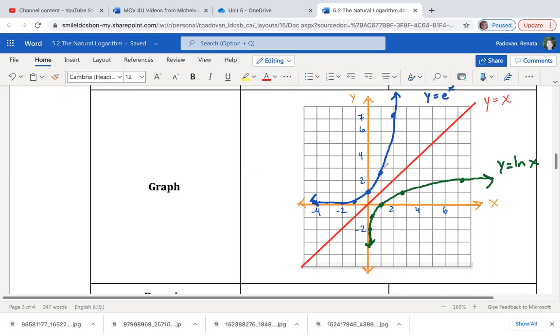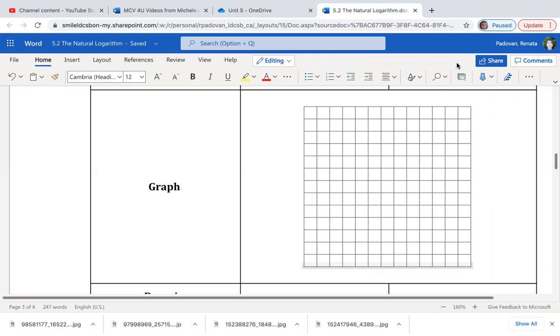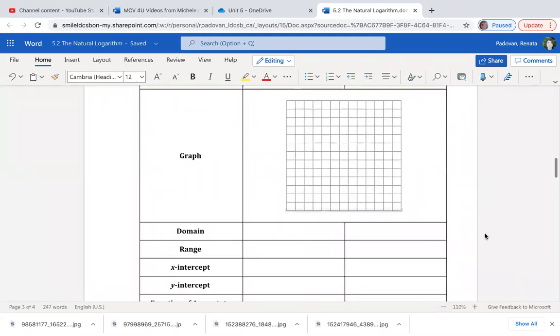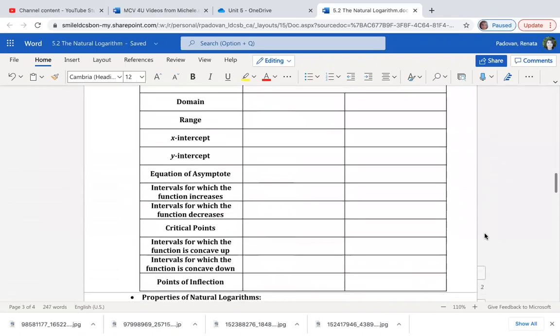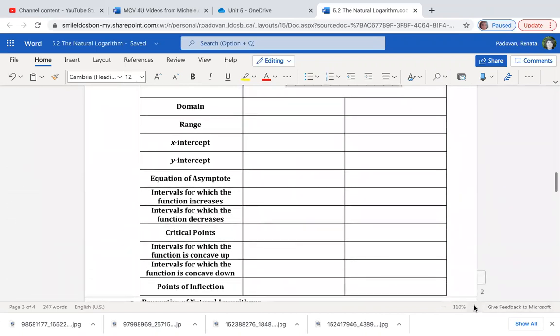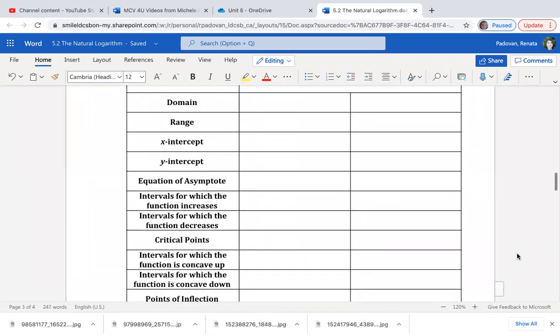So now using this graph, so have this in front of you again, I'll have to move this up to do the chart. We're going to be looking at our domain, range, x and y intercept, equation of the asymptote, and then we'll move on from there. So again, this is our original in blue and our inverse in green. Let's zoom out here a little bit so I can fit more in there. Perfect. Can I go a little bit bigger just so that you can see a little bit better?